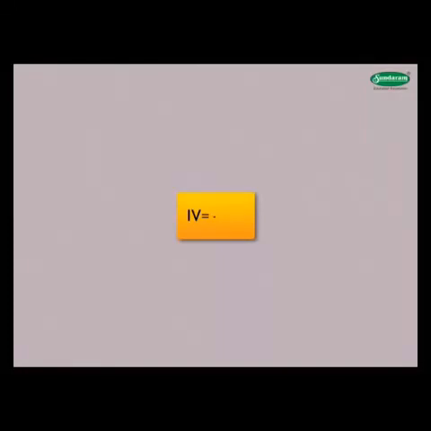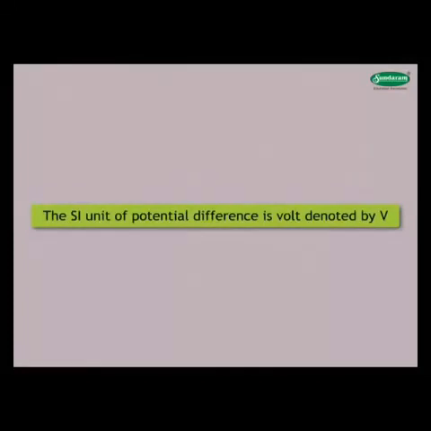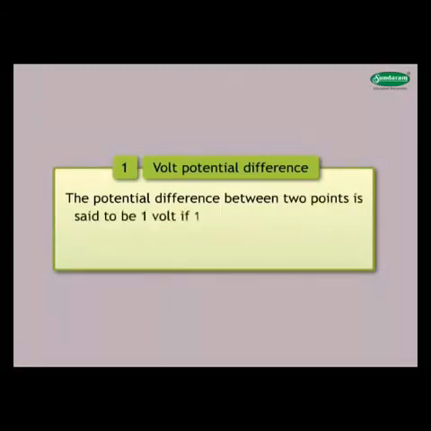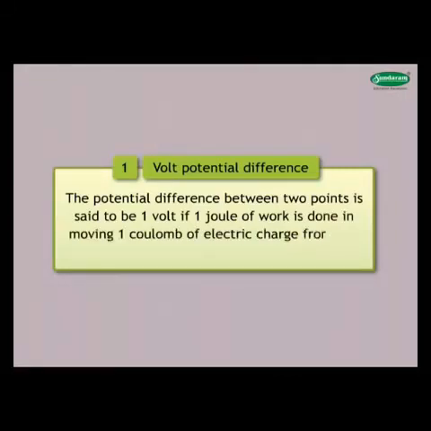1 V = 1 J/1 C. The SI unit of potential difference is volt, denoted by V. 1 volt potential difference: the potential difference between 2 points is said to be 1 volt if 1 joule of work is done in moving 1 coulomb of electric charge from one point to another.